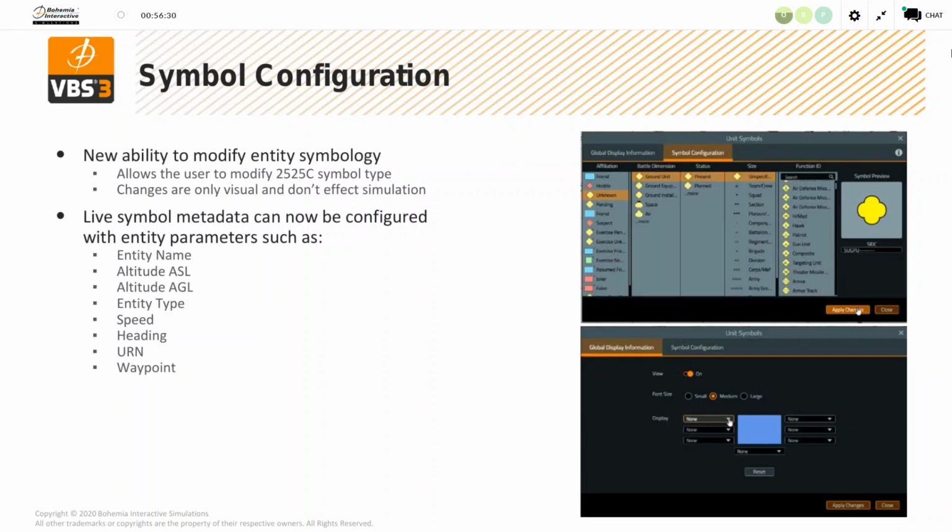We also now have the ability to add live symbol metadata. So data that the engine can drive to the marker itself. You can probably see in the screenshots, but you'll see it in the video in a second here. We have the standard metadata locations around the symbol, and you can choose what data to put in those marker areas, including things like altitude and entity speed and heading, URN, etc. Let me just find that video for you quickly.